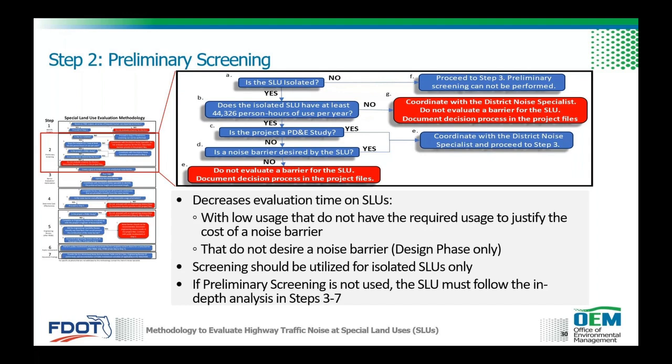If the project is not a PD&E study, the noise analyst should determine if a noise barrier is desired by the property owner of the special land use. If a noise barrier is not desired, do not evaluate the barrier for the special land use. If the project is a PD&E study, you should coordinate with the district noise specialist on potential elimination or proceed to step 3 of the evaluation if desired.